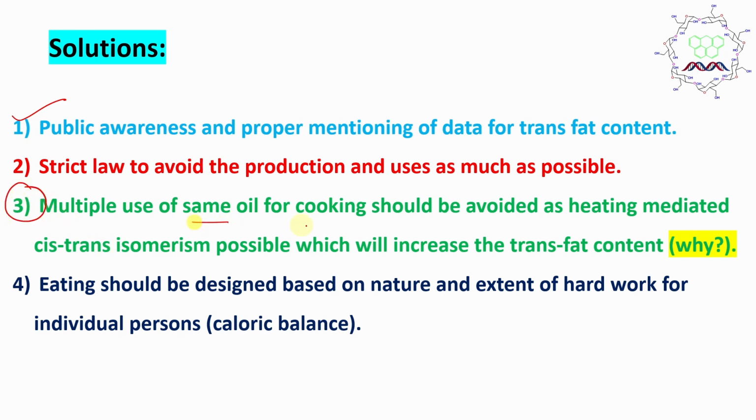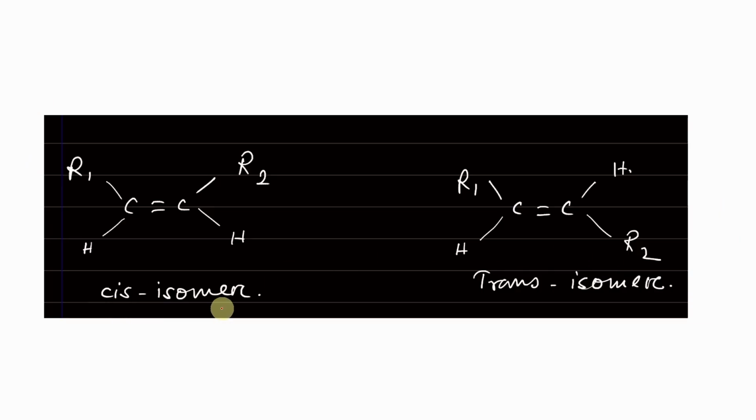Next, it's a very important point. Multiple use of the same cooking oil increases the trans fat content. Question: why? If you look at it, this is a cis alkene, this is a trans alkene. If you change this R part, you can make this a cis fat, this a trans fat. I have shown the image previously. So you can say that trans is more stable compared to cis.